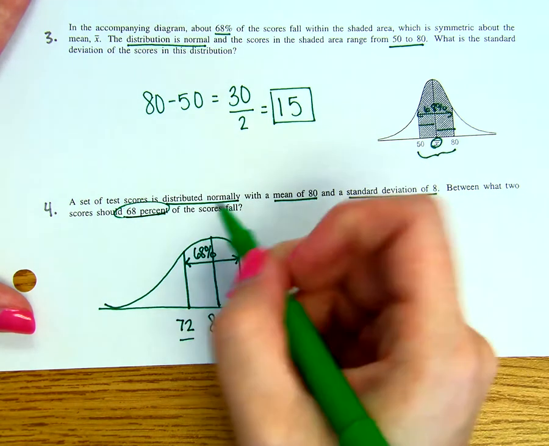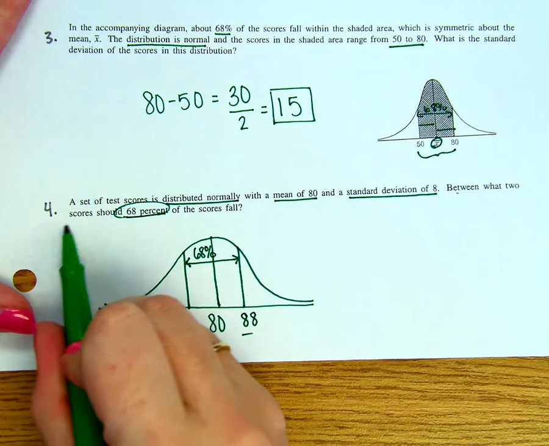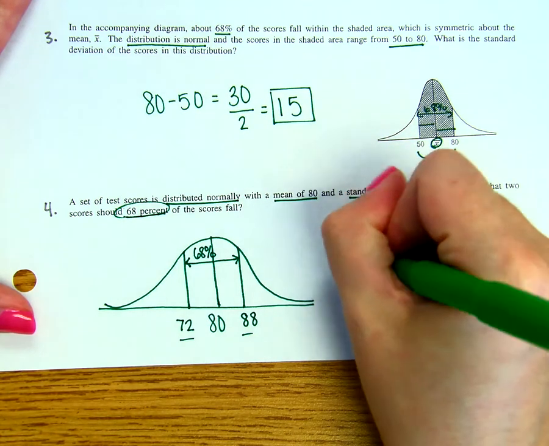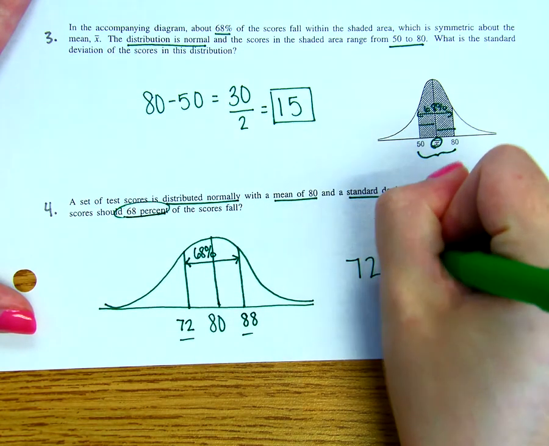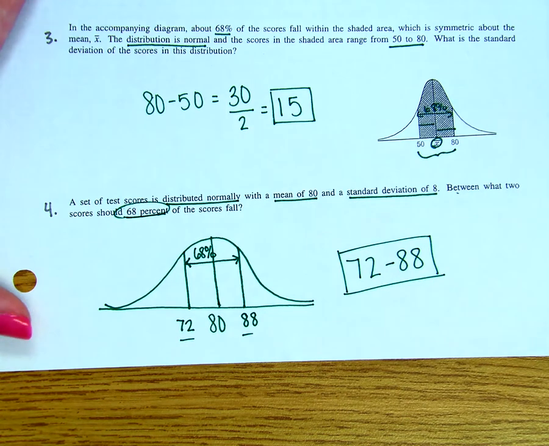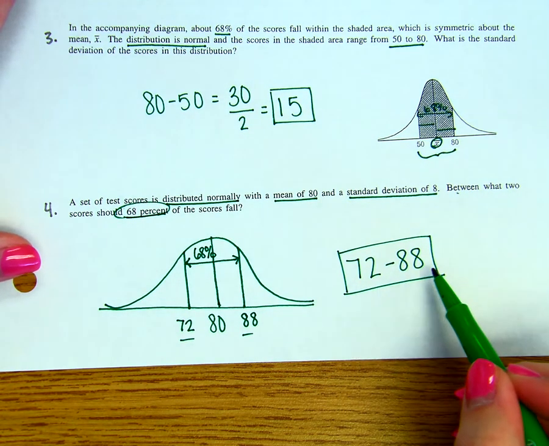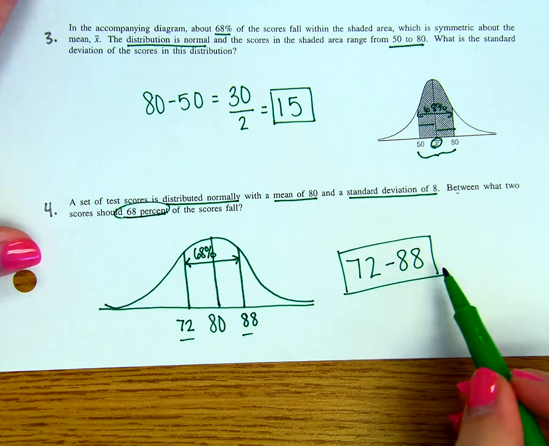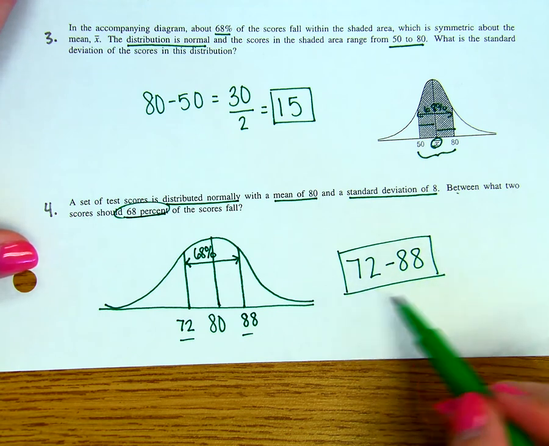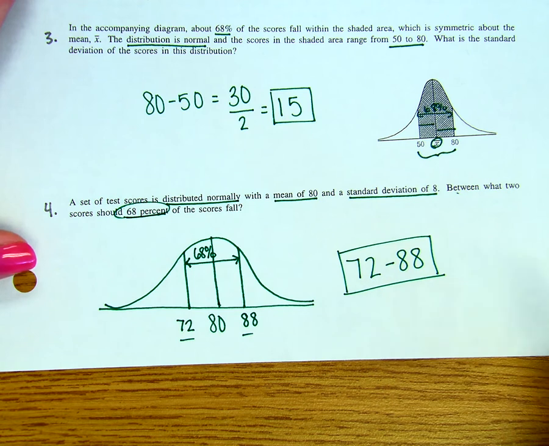So then between what 2 scores should it fall? Between 72 and 88. And this is not 72 minus 88. It is from 72 to 88. It's a range of numbers, so leave it like this. Do not subtract those numbers together.